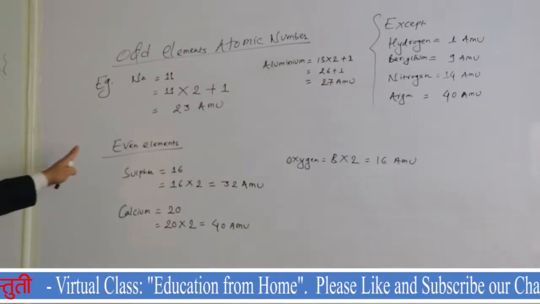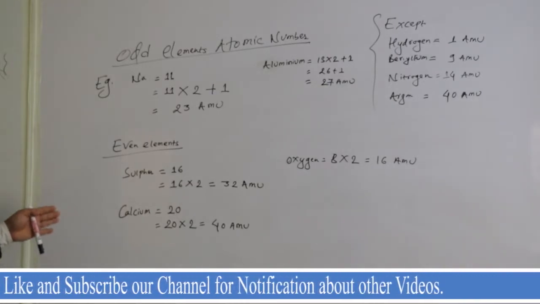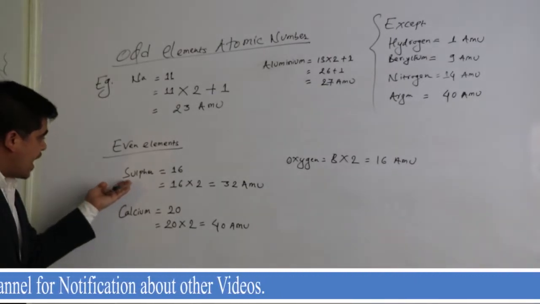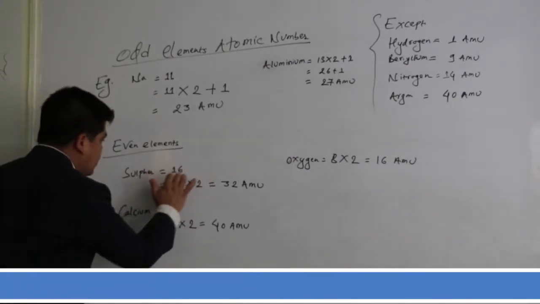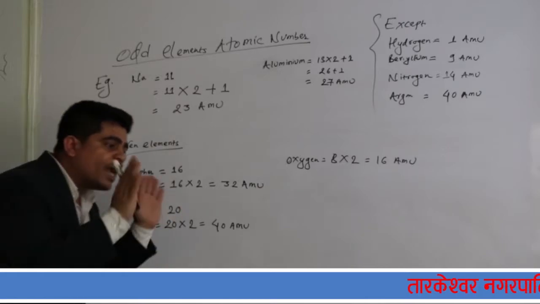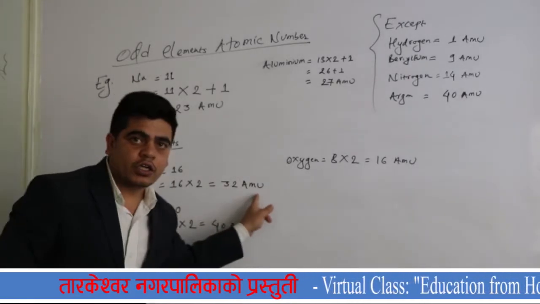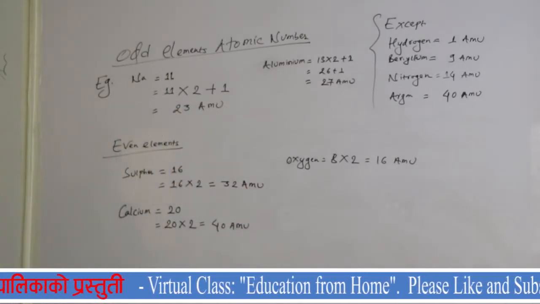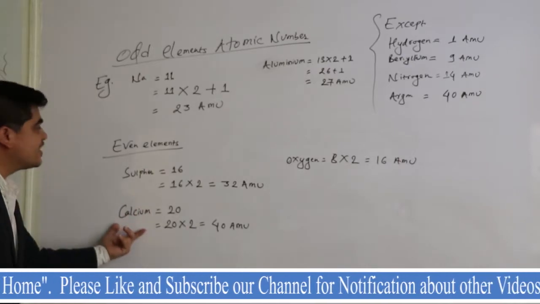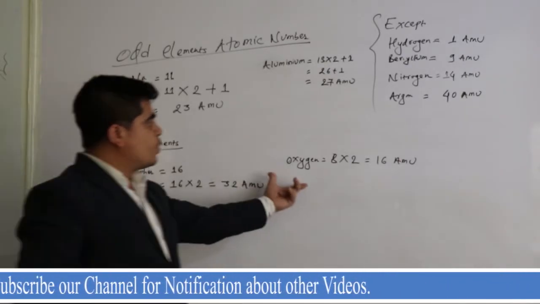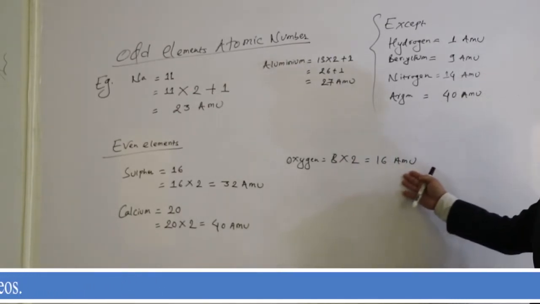And talking about the even elements, if you want to find the atomic weight of even elements, let us take the example of sulfur, whose atomic number is 16. Multiply it by 2 only. Its exact atomic weight comes to 32 atomic mass units. For calcium, 20 into 2 equals 40 AMU, and this is an even number. Take oxygen, whose atomic number is 8, which has to be multiplied by 2, that is equal to 16.